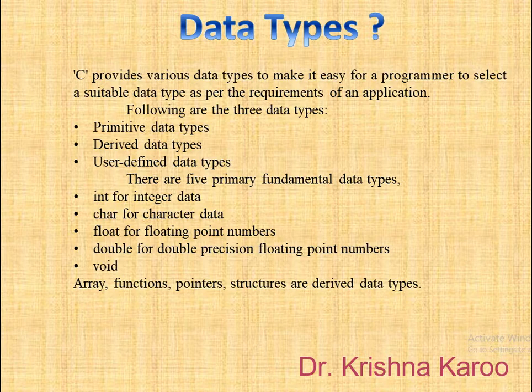Then char is the abbreviation we use for the character data type. Then float is the abbreviation we use for floating point numbers, and then double for double precision floating type numbers, and then void. These are the 5 primary and fundamental data types. Arrays, functions, pointers, and structures are the derived data types. What the derived data types are and how they can be used, we will discuss later.